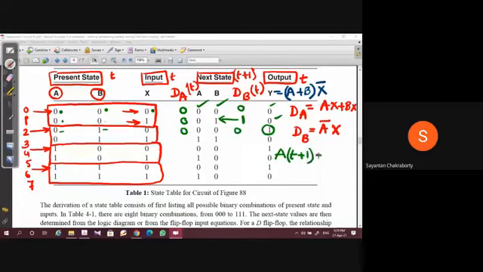A at t plus 1 is nothing but dA at t, and B at t plus 1 is nothing but dB at t. So following this, you can generate this state table, right?